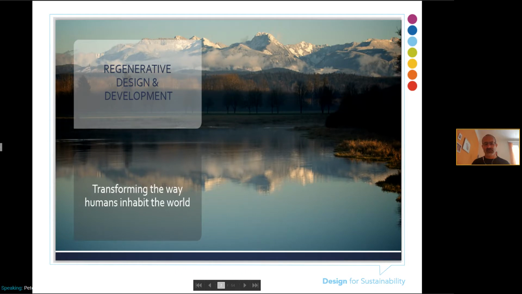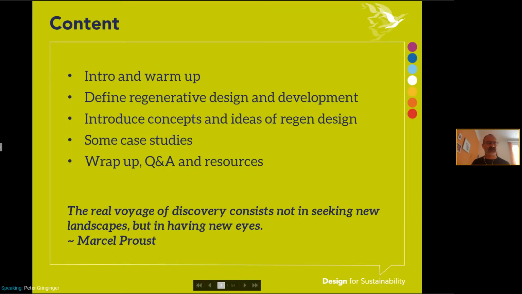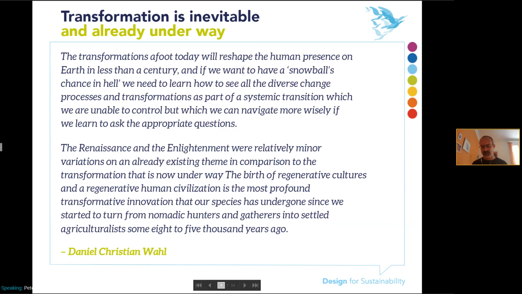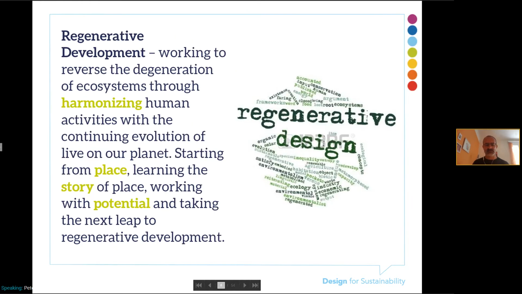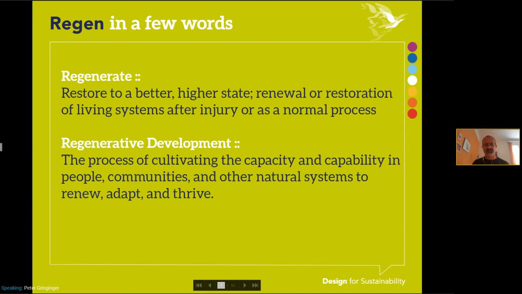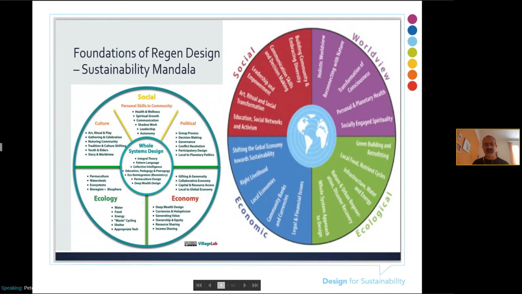So what I'm talking about is regenerative design and development. Probably a lot of people in here might have heard a lot about regeneration in the past, or at least the term regeneration.